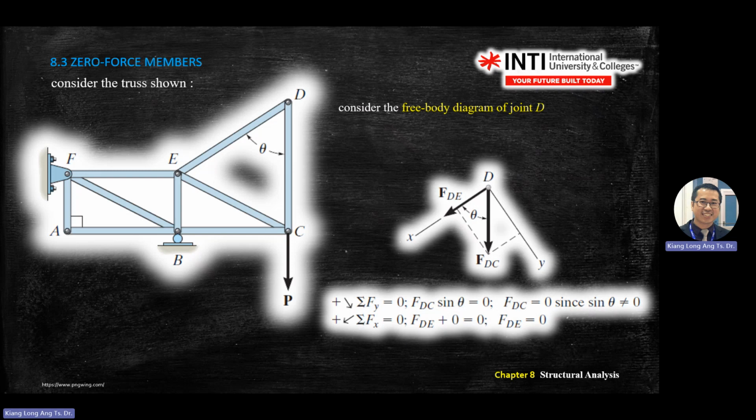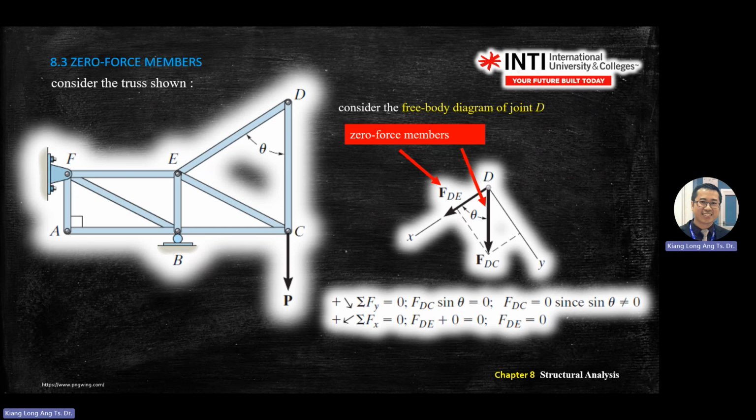So pin D also, if you do analysis, you have X and Y axis added. So you can find that D is 0. So DE, this also 0 member, 0 force member. And DC.